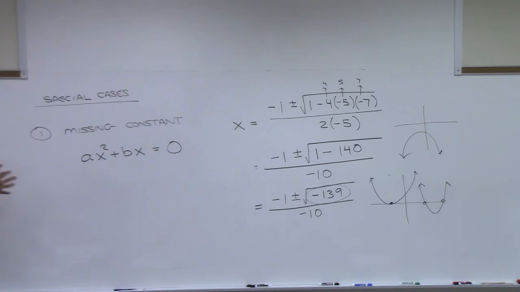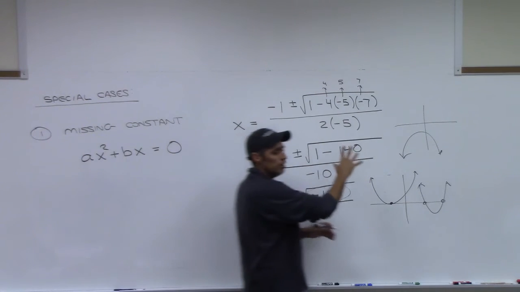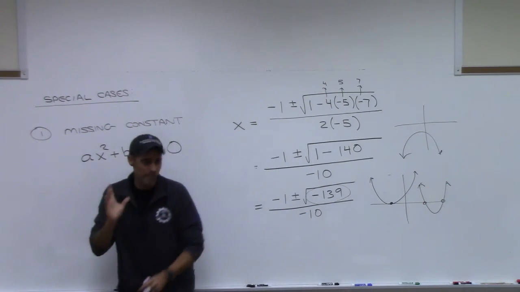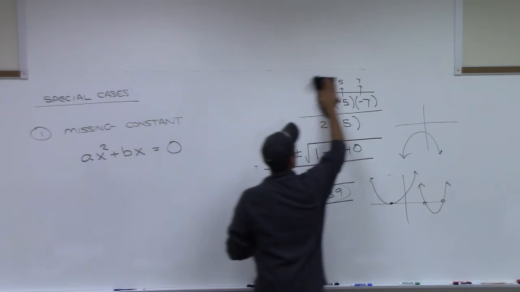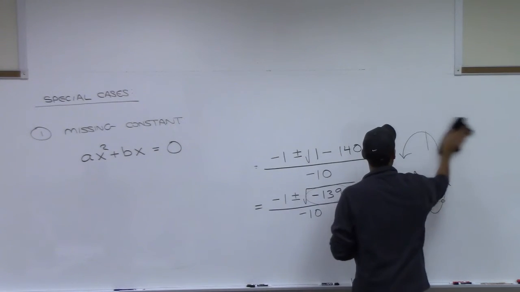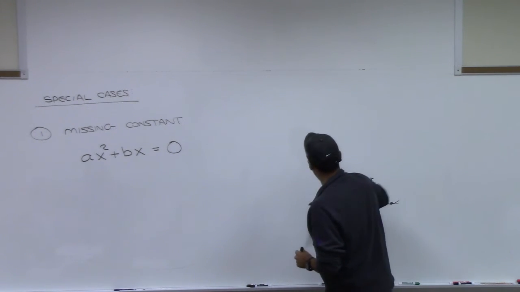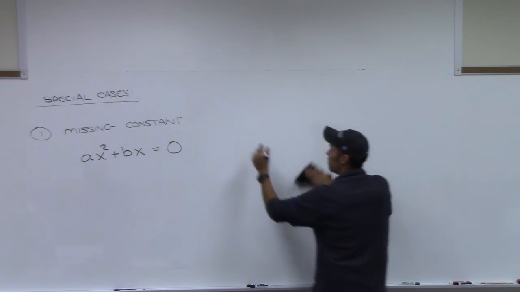If we ever have this scenario, yes, you could use the quadratic formula. You could. What would c be in the quadratic formula? C would be 0, but you'd be wasting your time because there's a much faster way to get to your answers if you have this case. Let me show you. So here's a specific example of this special case.